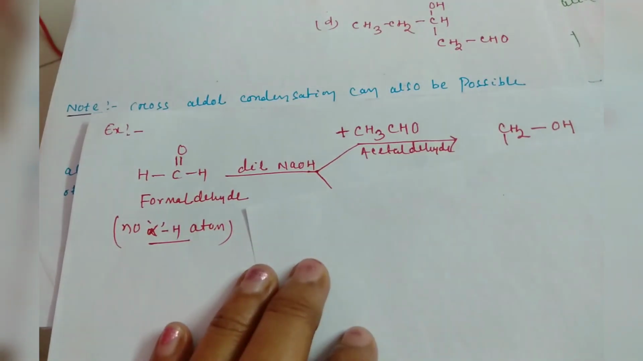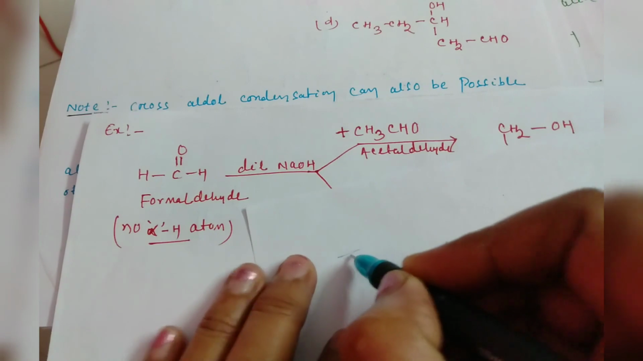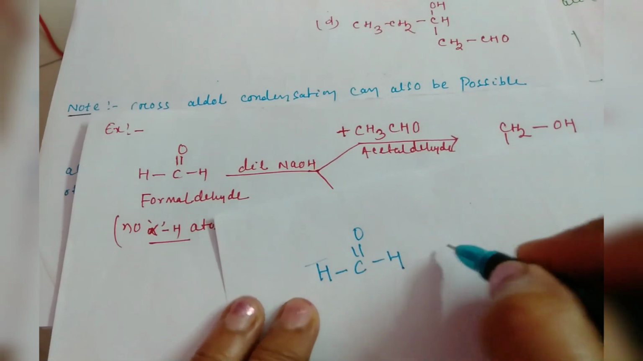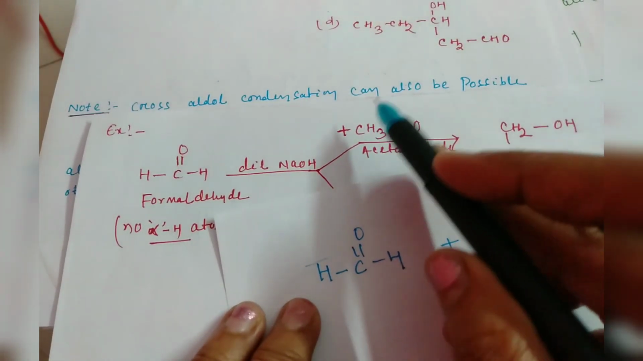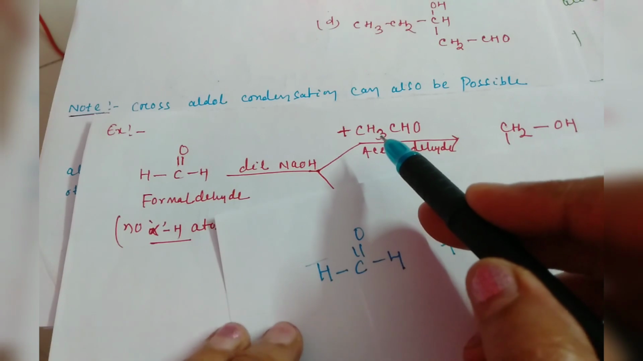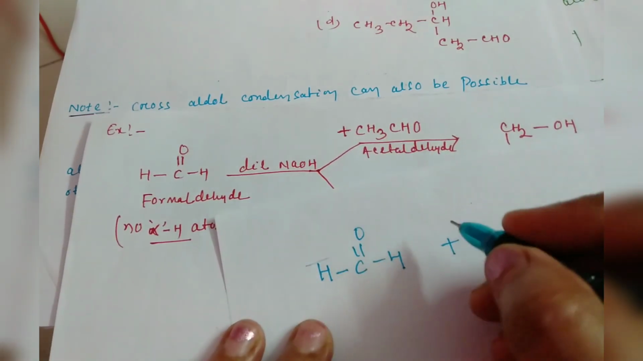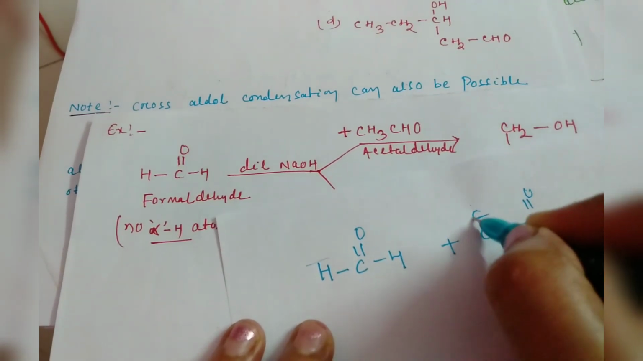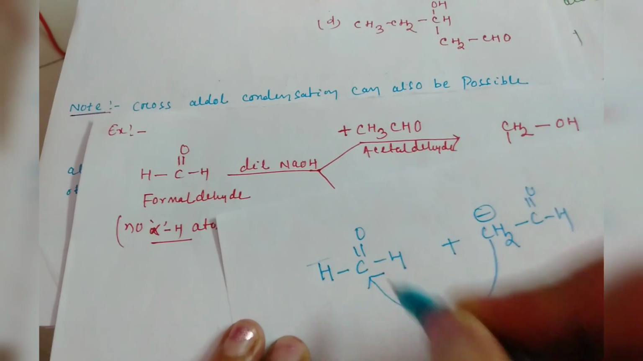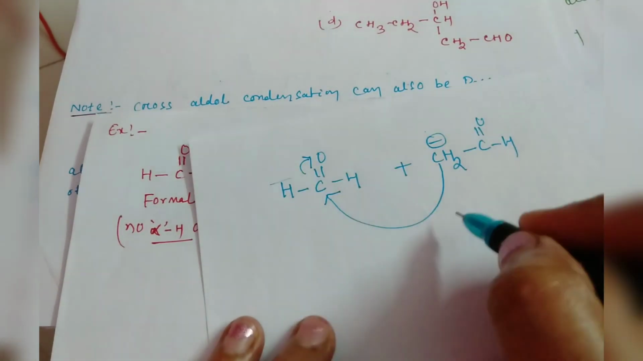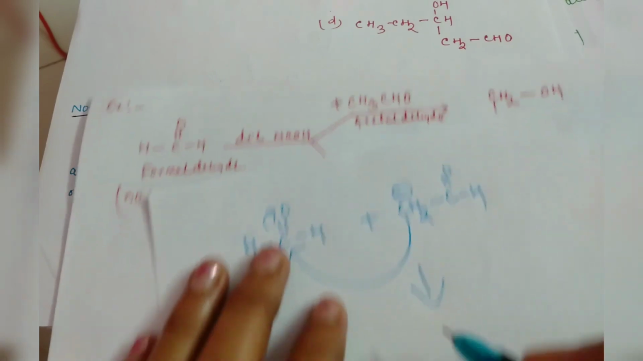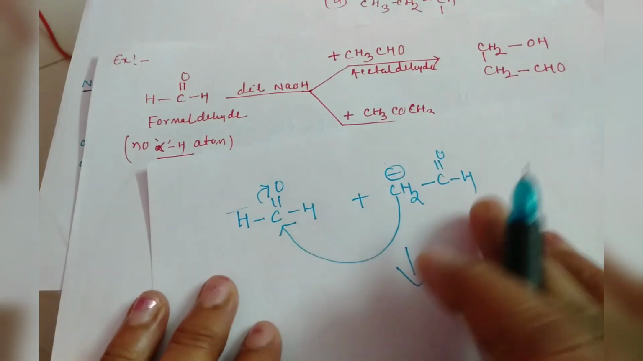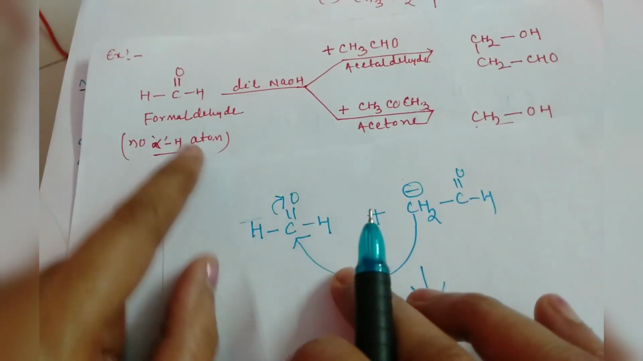That means if I write the compound, suppose HC double bond O, the acetaldehyde having alpha hydrogen atom will form the enolate ion, and that compound will attack the carbonyl carbon of the other aldehyde molecule. Due to this, what will be the product formed? The product will be a what? This is the mechanism actually. If this is the mechanism, then what happens? We know the short trick.